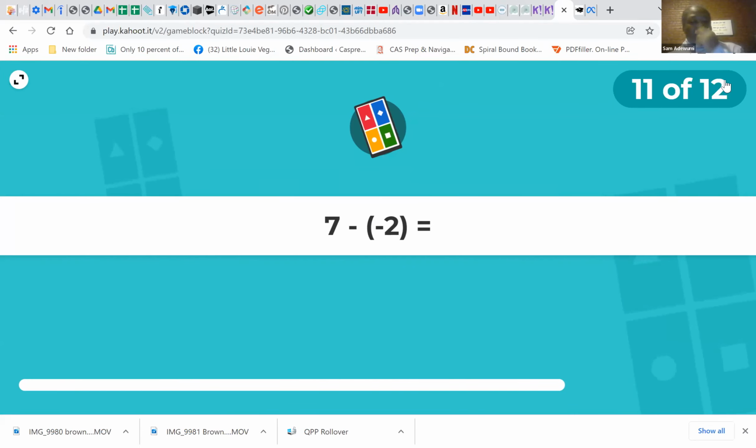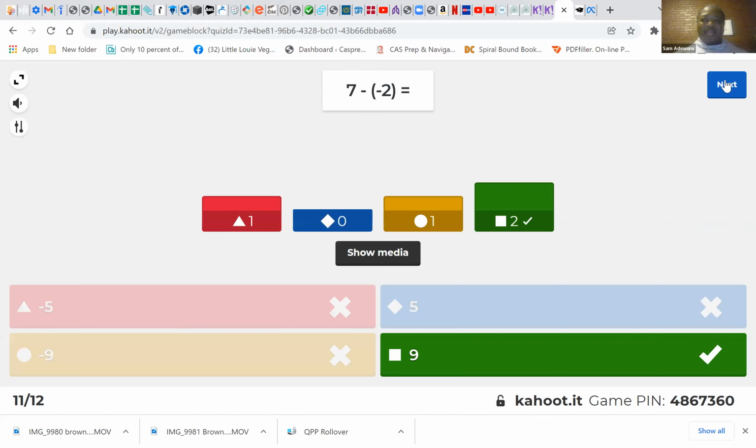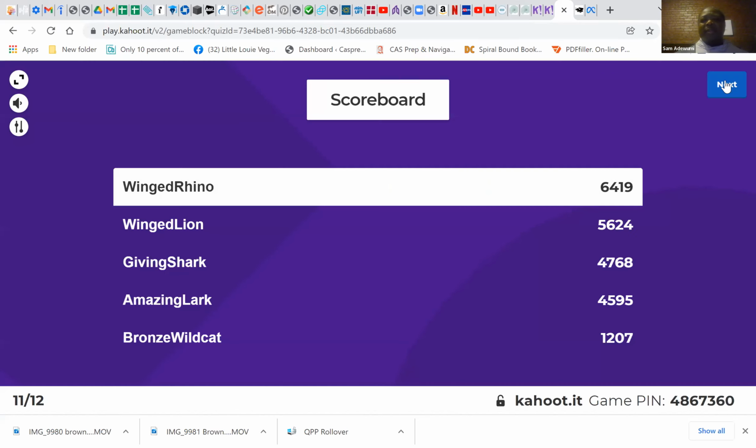7 minus -2. Double negatives. Nice. Did we get it? No, we didn't all get it right. Come on, folks. So again, this is stuff that we've got to work on. Negative gives us a positive, right? So that becomes 7 plus 2, 9. So hopefully you're learning from whatever mistakes are happening.